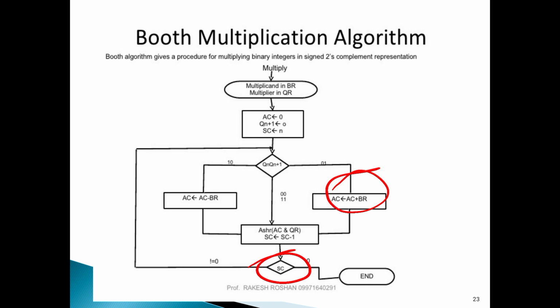So there are totally 3 conditions. One is 1 0, one is 0 1, and another is 0 0 or 1 1. If it is 1 0, then what will you do? Add AC plus BR bar plus 1, or AC minus BR.